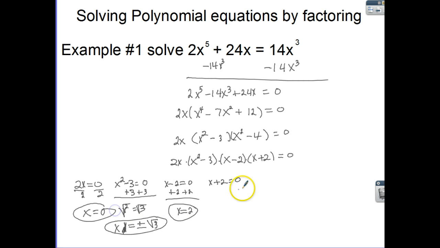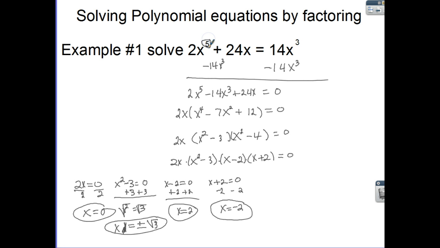Circling my answers. And we subtract 2 from both sides, and we get x is equal to -2. Okay, let's note how many solutions we found. 1, 2, 3, 4, 5. We found 5 solutions to this equation, and the degree of it is 5.